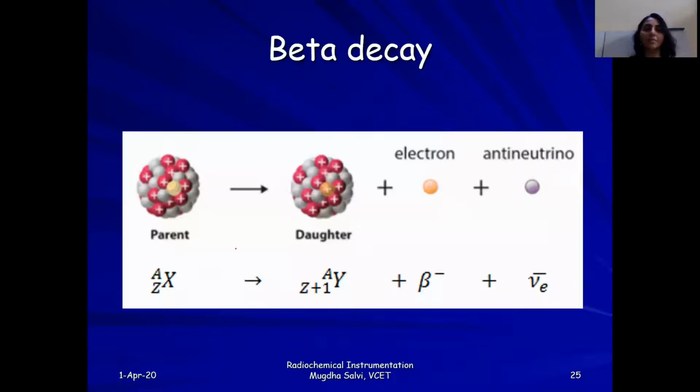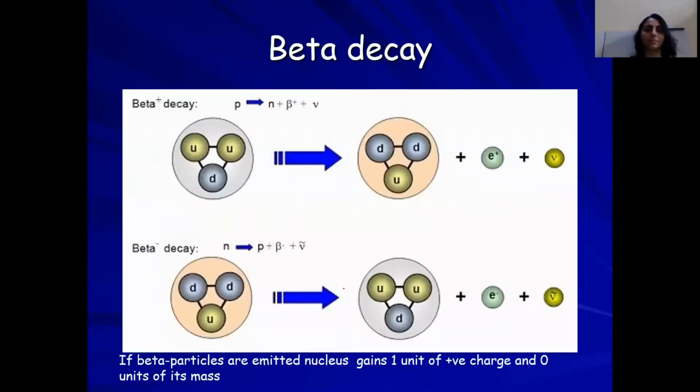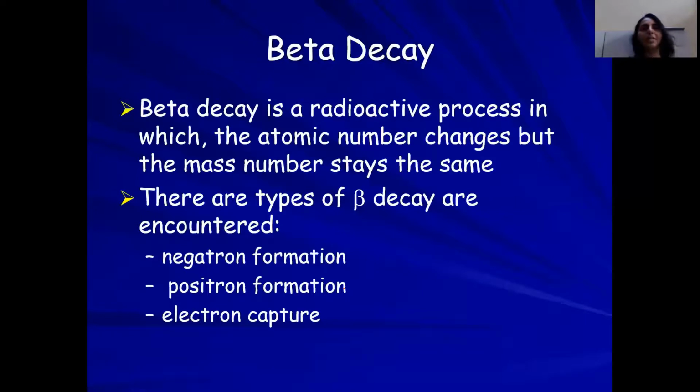Beta decay: an electron is generated, because of which one extra positive charge is added to the daughter. Similarly, you can see here. In beta decay, the atomic number changes, but the mass number stays the same. There are types of beta decay: negatron, positron, and electron capture.